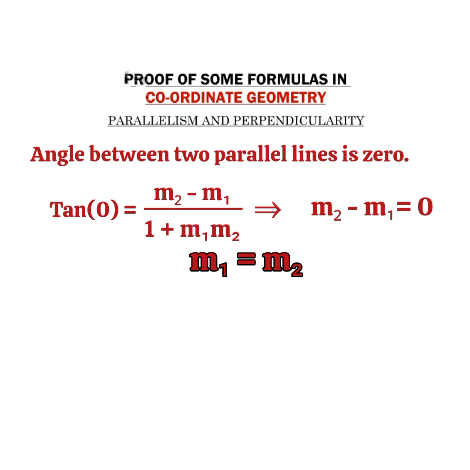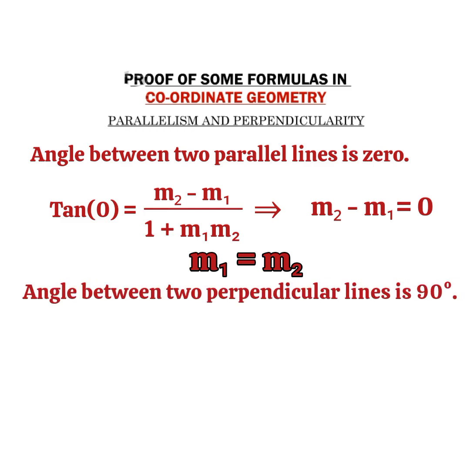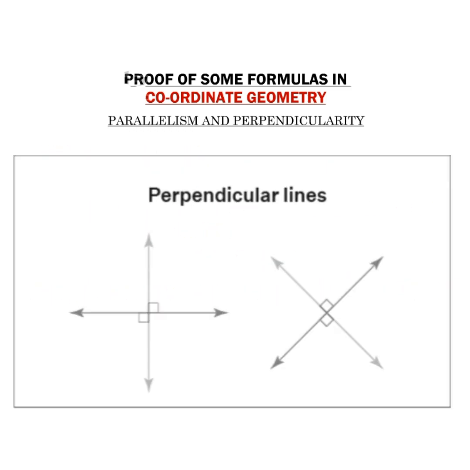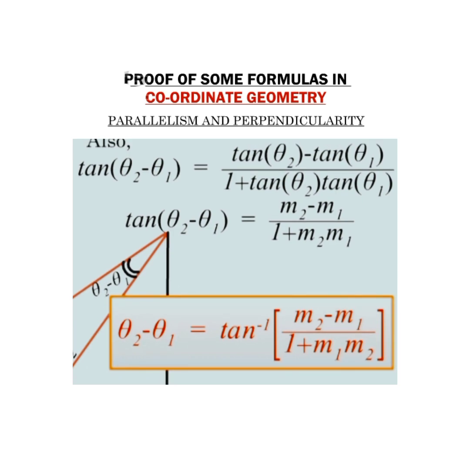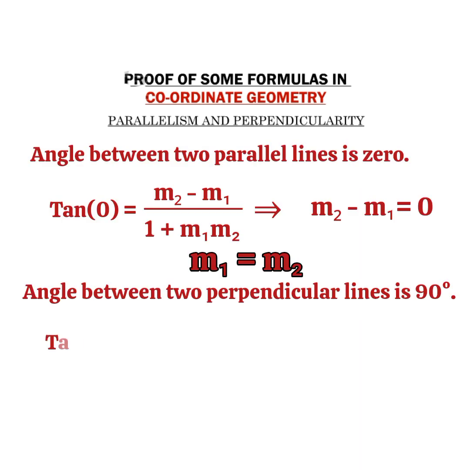For perpendicularity, the angle between the lines must be 90 degrees. Two lines are perpendicular if the angle between them is 90 degrees. The same formula we used for the first applies here also. Tan (θ2 minus θ1) equals (m2 minus m1) over (1 plus m2 m1). They are perpendicular, so θ2 minus θ1 is 90 degrees. Tan 90 degrees equals (m2 minus m1) over (1 plus m1 m2).